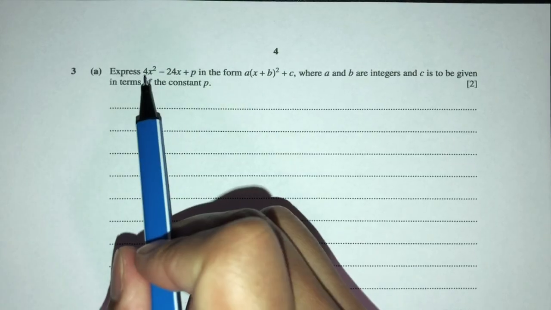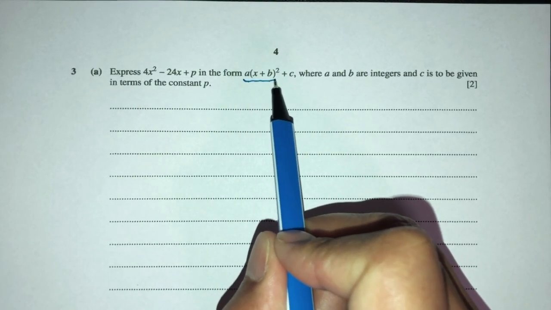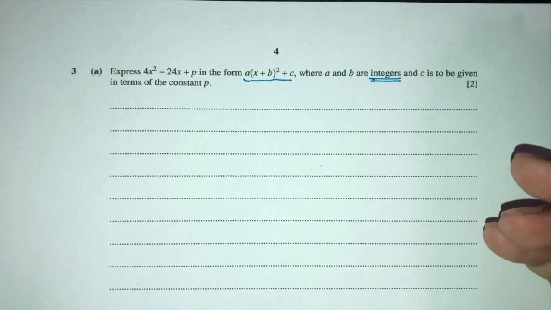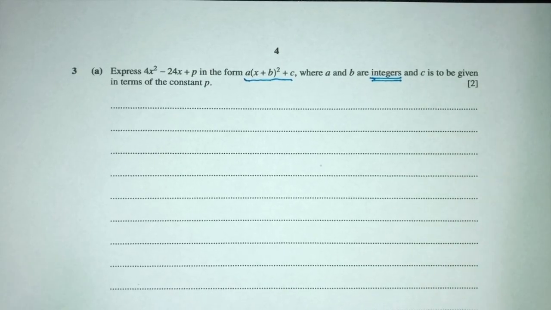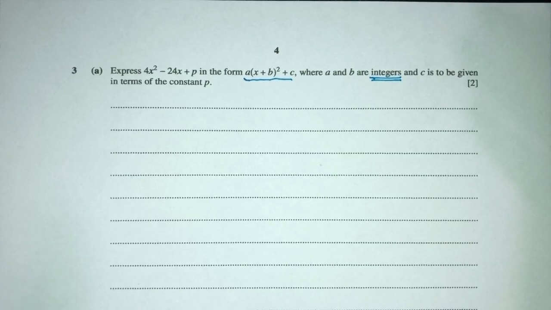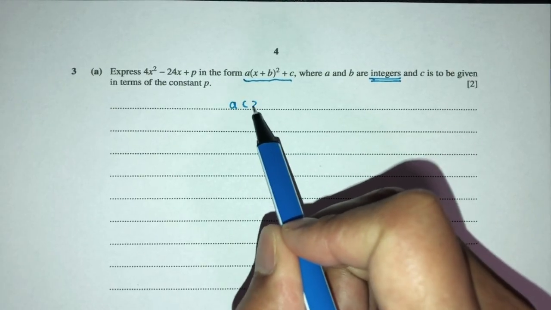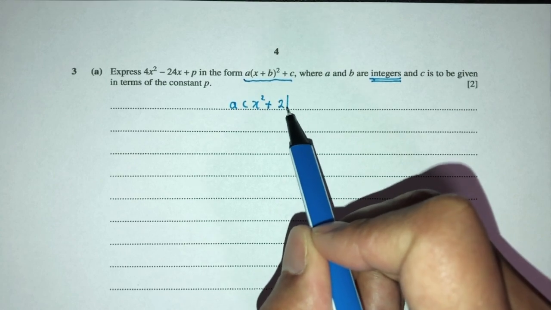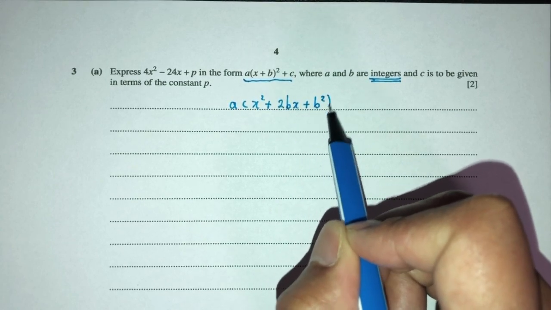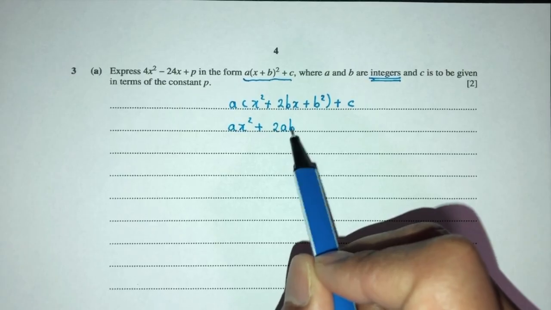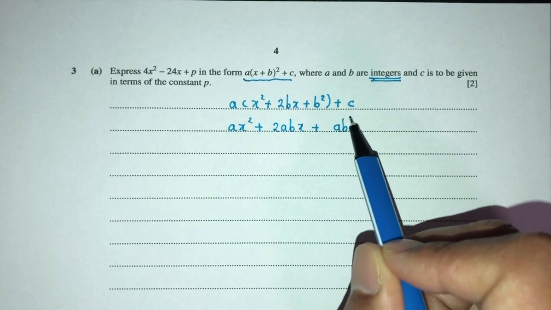We have to express this whole thing right here in the form of this. So we have to complete the square where a and b are integers, which are whole numbers, and c is to be given in terms of p. Alright, now you can of course proceed using your formula to convert that to this form. However, the easiest way that I find is solving by comparison, right? So what I can do, I can expand this. That should be a(x² + 2bx + b²) + c. Expand, you will have ax² + 2abx + ab² + c.